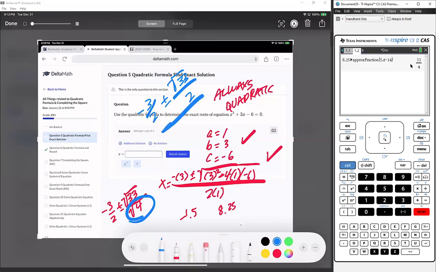And it's simplified. We can't do anything. It's exact because we left the 33 alone. We can't reduce the 33 anyway, because 33 is 3 times 11. Those are both prime numbers. We can't do anything else with it.